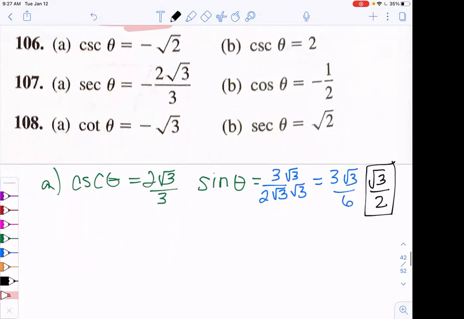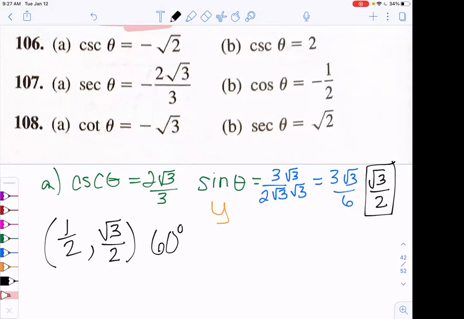Leah, is sine x or y on the unit circle? It's y. So on our unit circle, we have a y value of the square root of 3/2. Jack, when y is the square root of 3/2, the x is, and the angle in degrees that goes along with that is 60 degrees. So that 60 degrees is because my ordered pair is 1/2, square root of 3/2.